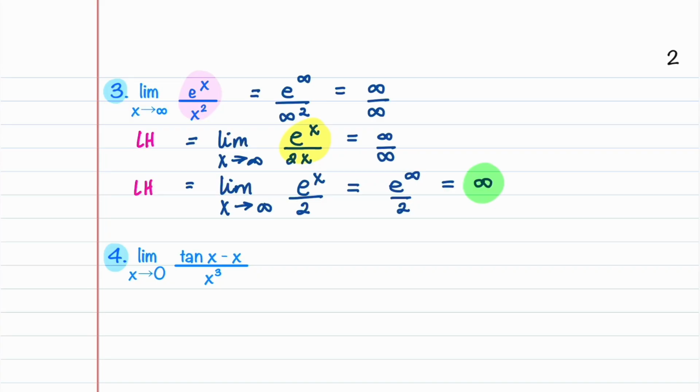We have the limit of tangent x minus x, all divided by x cubed as x goes to 0. We'll start by substituting in that x is 0. So this is tangent 0 minus 0, all divided by 0 cubed. Tangent of 0 is 0 because tangent x is sine over cosine, and sine is 0, cosine is 1. So this just gives us a value of 0 divided by 0. Now we know that we can use L'Hopital's rule. So we'll put a little LH here, and we're going to take some derivatives.